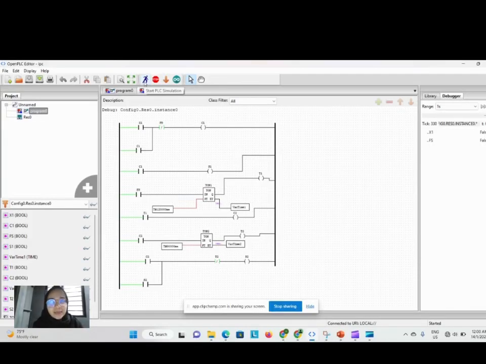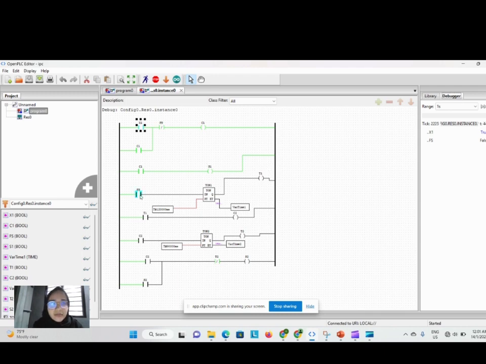So I'm gonna explain about this PLC diagram. As we can see, when we press X1, we can see our relay for C1 will be closed. Why so? Our solenoid for S1 will be energized. That means it will open the valve to allow the fluid to flow into the tank.